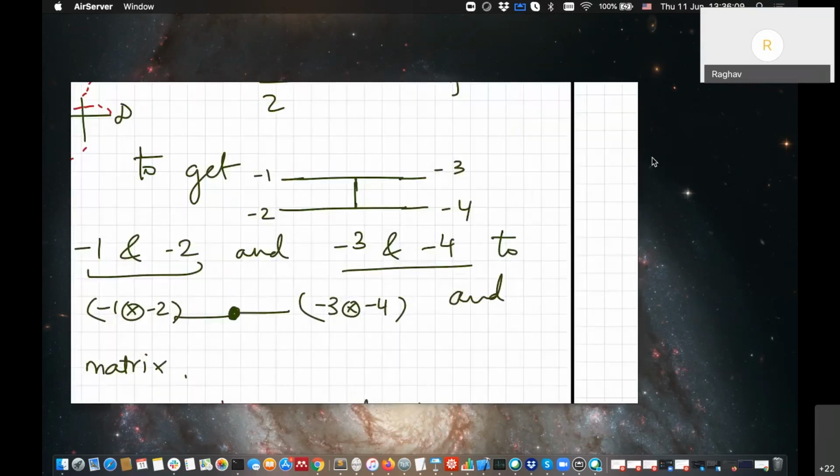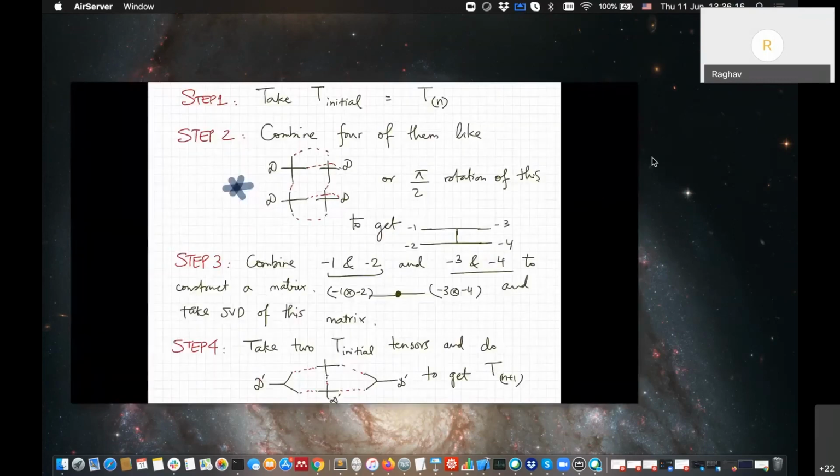As I mentioned, this is -1, -2, -3, -4. I'll take both of them together, and I'll get a matrix. So step 3 is combine -1 and -2. We remember from yesterday the notation which ncon uses. -1 and -2 are the first two indices of the output tensor. -3, -4 are the third and the fourth indices of the output tensor. And we construct a matrix out of that.